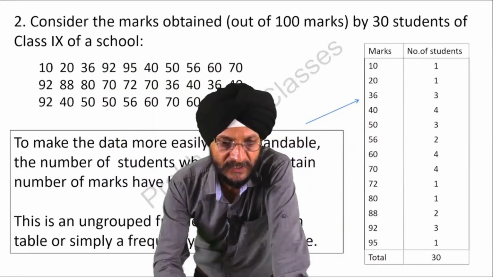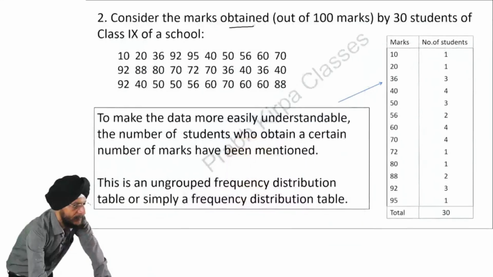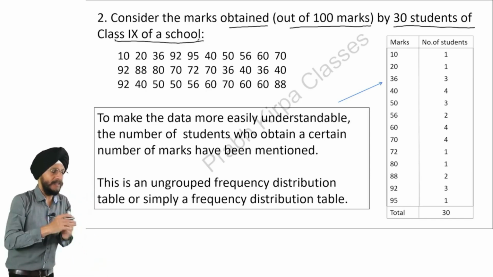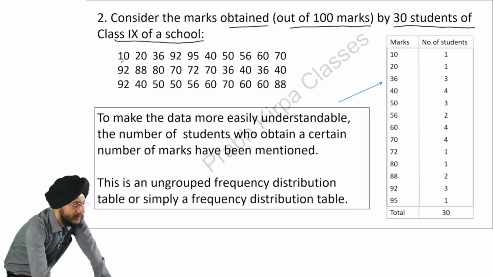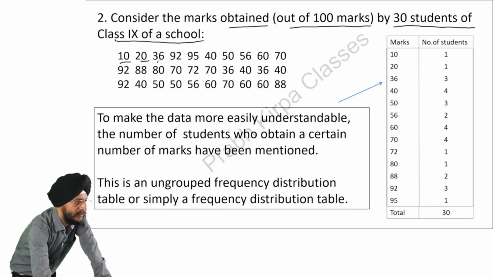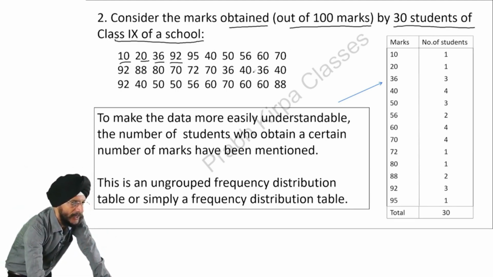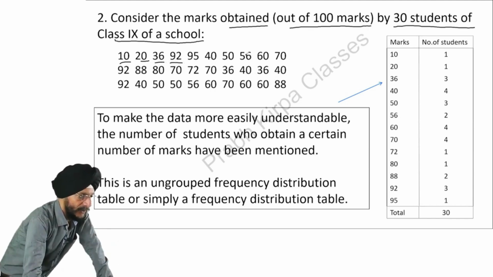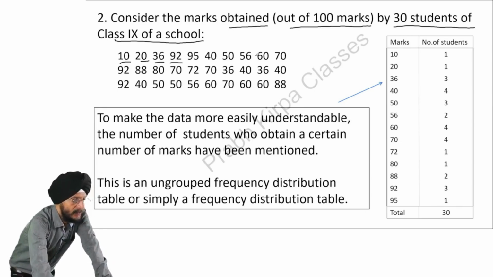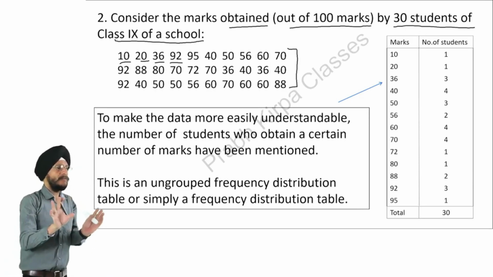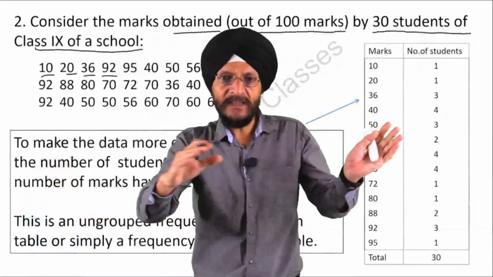Now we will see another example. Consider the marks obtained out of 100, that is, the maximum marks are 100, by 30 students of class 9 of a school. One student has obtained 10, another 10, 20, 36, 92, and so on. The list goes on. These are the marks obtained by 30 students out of 100. If we simply go through this data, we cannot make anything of it because the data is lengthy.